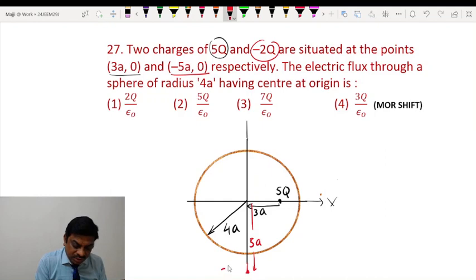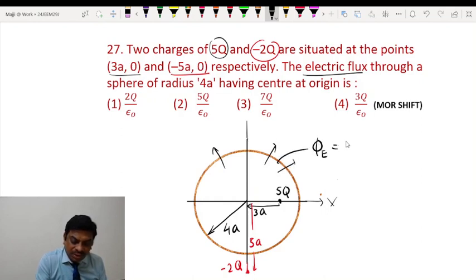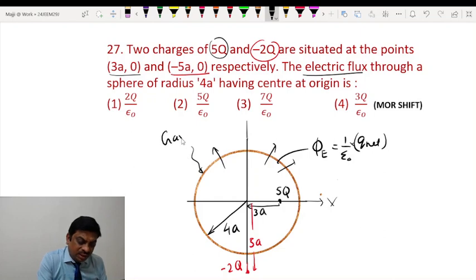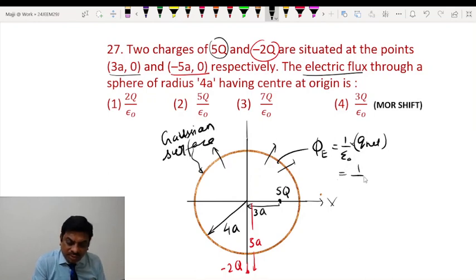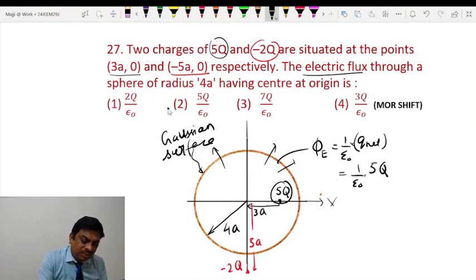So there is another charge which is minus 2q. So we require the electric flux through the sphere. The electric flux as per Gauss theorem is 1 by epsilon 0 into the net charge enclosed within the Gaussian surface. So this sphere itself is the Gaussian sphere for us. So that means 1 by epsilon 0 into what is the charge enclosed? Naturally the charge enclosed is only plus 5q. So we'll go with the second option, 5q by epsilon 0.